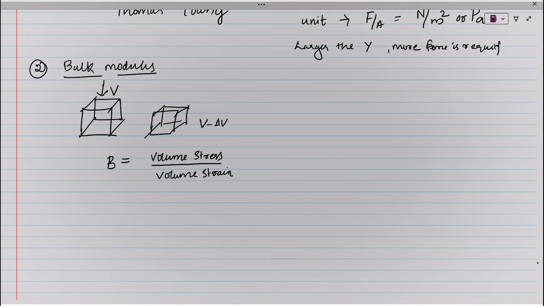Volume stress by volume strain, that is, force per unit area divided by delta V by V. Force per unit area is called pressure. Since the volume is decreasing, we have to give a negative sign. That is, B = negative delta P divided by delta V by V. Okay, then bulk modulus of elasticity is the ratio of volume stress to volume strain. Then in this we have to express another quantity called compressibility. It is called compressibility.